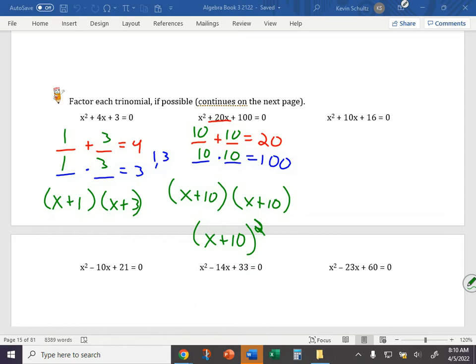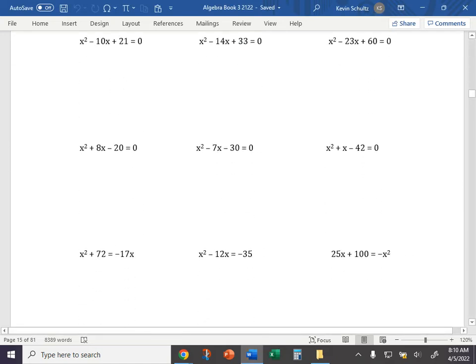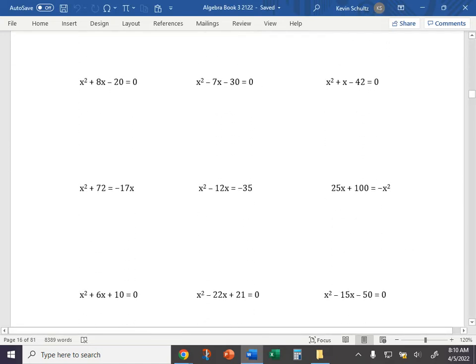Anyone come across one that is not possible? Because there is one out there. There are several, but there's at least one on the page. Jack? On the next page, second row, third row. X squared plus x minus 42? What do we think? Possible or not possible? Not possible.